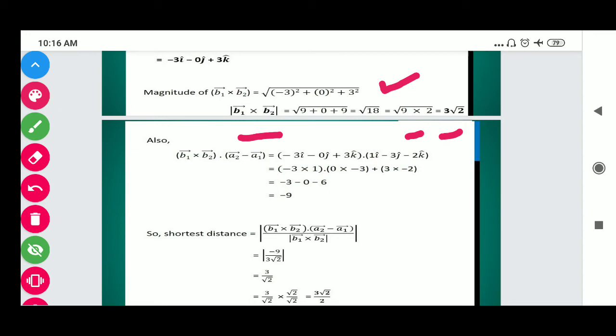By using all the values in the formula, the shortest distance is (a2 minus a1) dot (b1 cross b2) over the magnitude of b1 cross b2. We need to calculate the dot product of both. By dot product we know that i dot i is equal to 1, j dot j is equal to 1, k dot k is equal to 1, and i dot j gives 0. Using these concepts we get minus 9, and by putting in the values the shortest distance is 3 root 2 over 2.